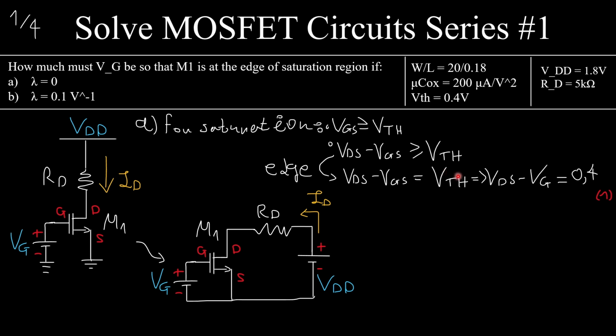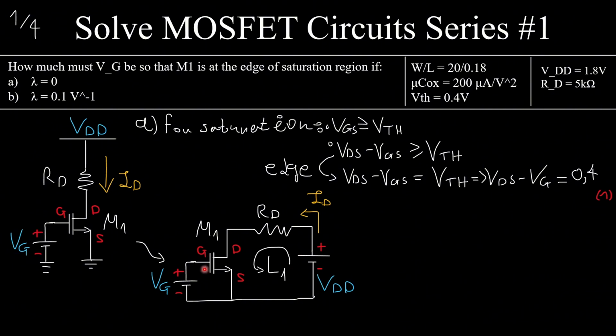I know that VTH, given from the exercise, is 0.4 volts. And it happens that VGS is the same as VG. You see why? The voltage here minus here is the same as VG. It happens because we don't have source degeneration. We don't have any resistances here.